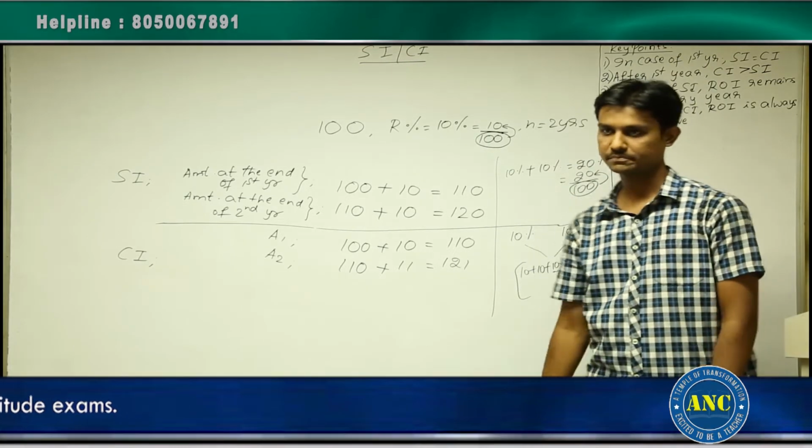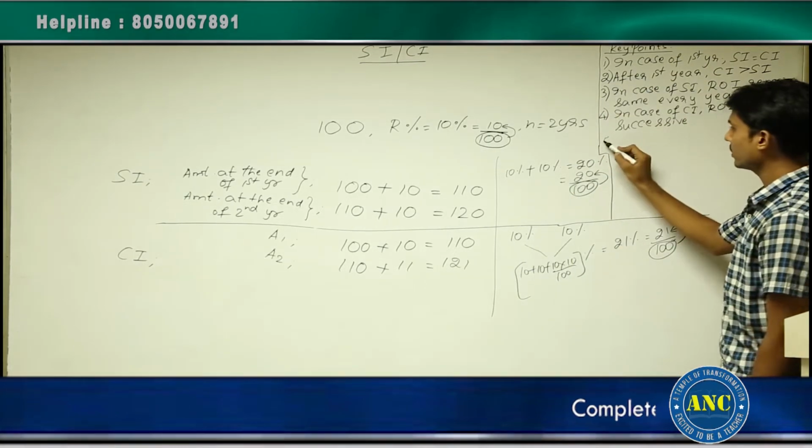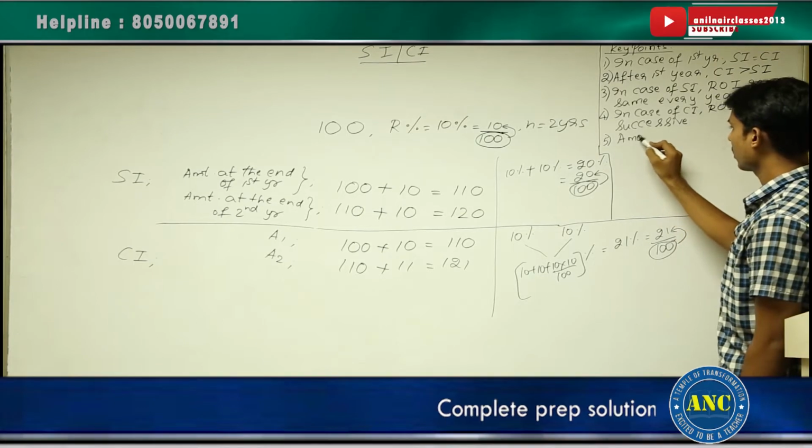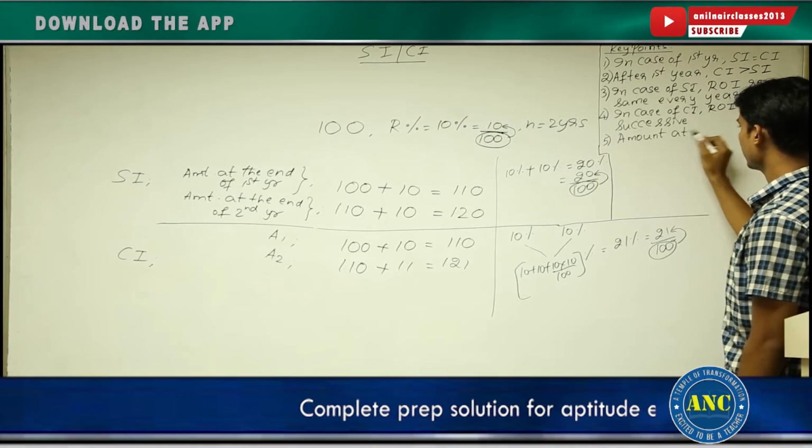Please write down the fifth key point. Amount at the end of a year.